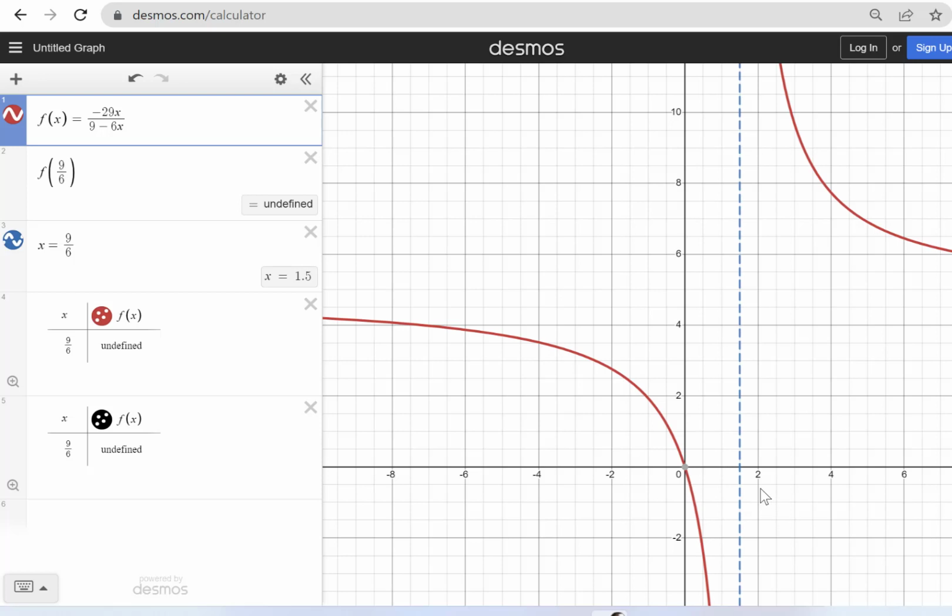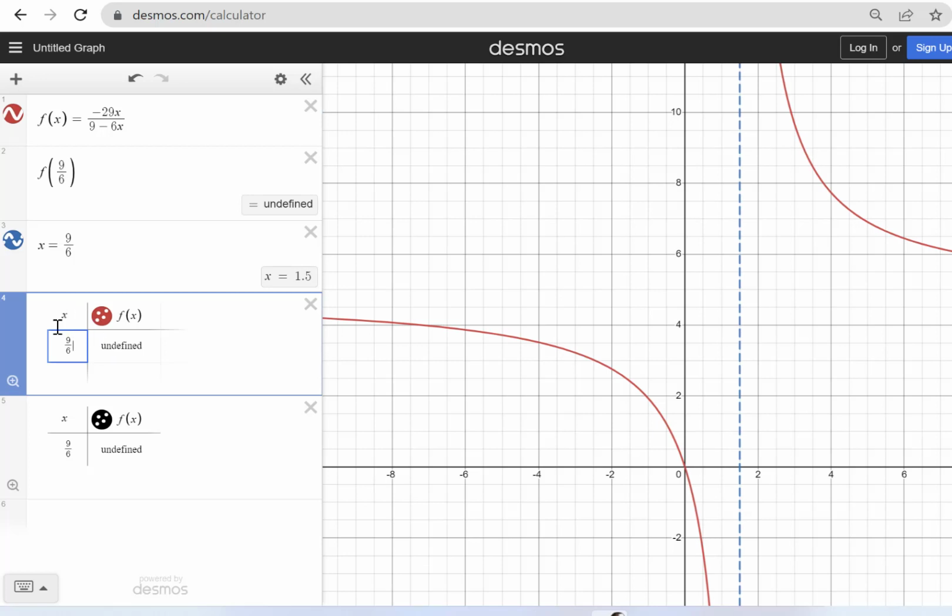And you can see from the graph that it appears that this function has a vertical asymptote at x equals 9/6. On the right side of x equals 9/6, the function f of x is diverging up towards positive infinity. On the left side of x equals 9/6, the function f of x is diverging downward towards negative infinity. You can also explore that behavior by creating an input-output table.